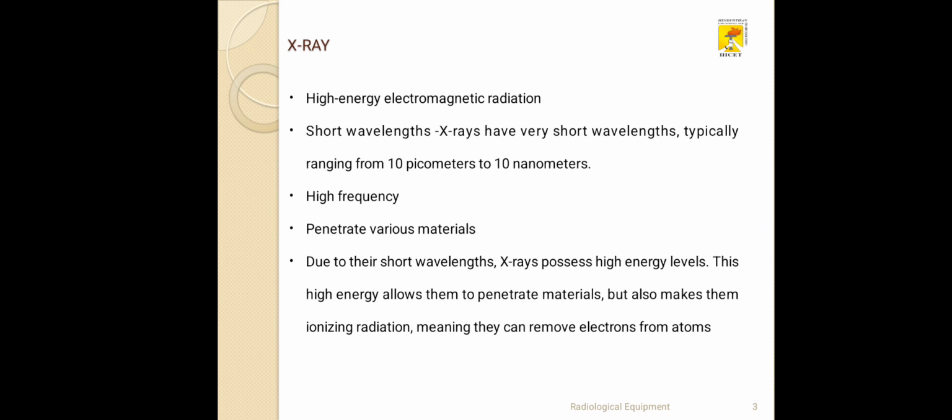They can penetrate different materials. Due to the short wavelength, X-rays possess high energy levels, and this high energy allows them to penetrate materials but also makes them ionizing radiation. So X-rays are also called ionizing radiation. It means that they can remove electrons from atoms. So ionizing radiation is somewhat harmful to human beings.